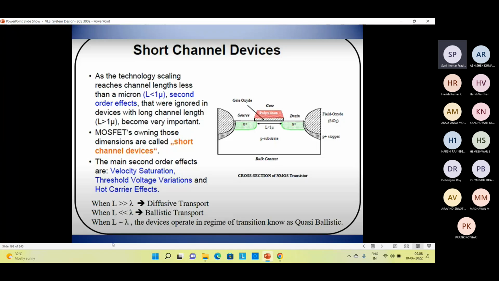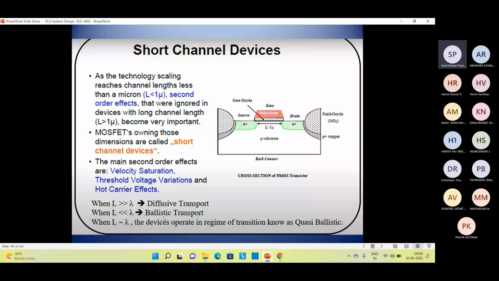In our case, if our effective channel length is very much greater than our mean free path of electron, then we call it diffusive transport. So in the case of diffusive transport, our channel length is very much greater than our mean free path of electron. But in the case of ballistic transport, this is a very interesting thing, when our channel length is very much less than our mean free path of electron, then it is called ballistic transport.